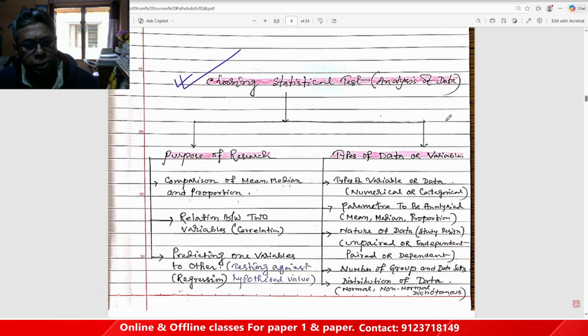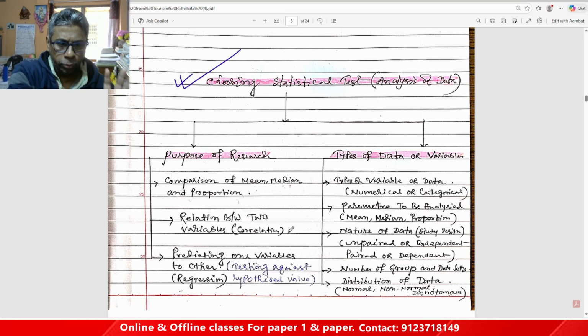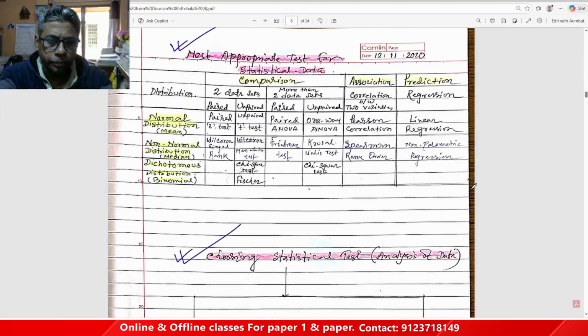Number two, relation between two variables, correlation. Number three, predicting one variable from another based on regression. And types of data can be divided: types of variable or data, numerical or categorical data, to be analyzed by mean, median, proportion. Nature of data can be studied as unpaired or independent, or paired or dependent data. Number of groups or distribution of data: normal, not normal, or dichotomous.